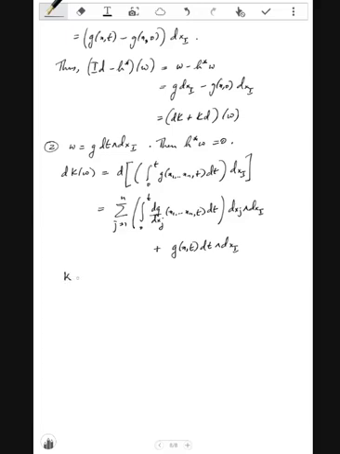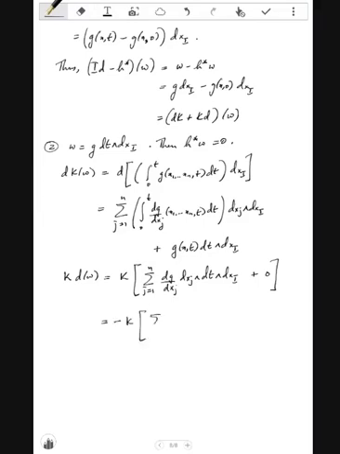On the other hand, k of d omega is equal to k of... so when we take d omega we get summation j equal to 1 to n, dg by dxj dxj wedge dt wedge dxi, plus the second term is 0 because dt wedge dt is 0. This is equal to minus k of summation j equal to 1 to n, dg by dxj, dt, dxj, dxi.